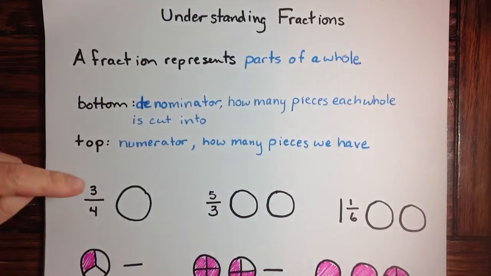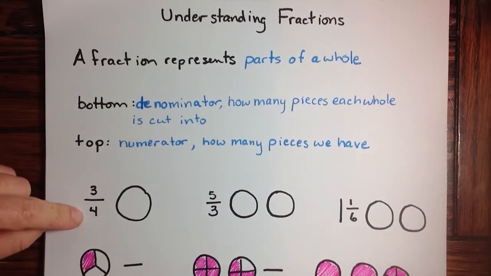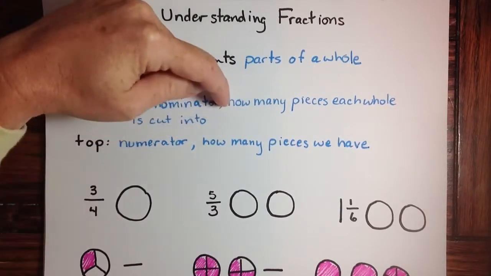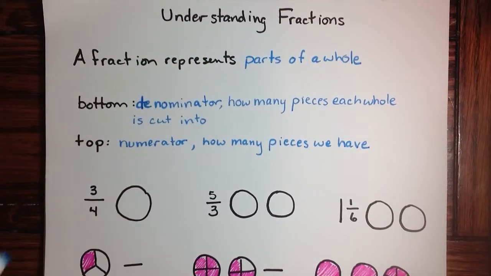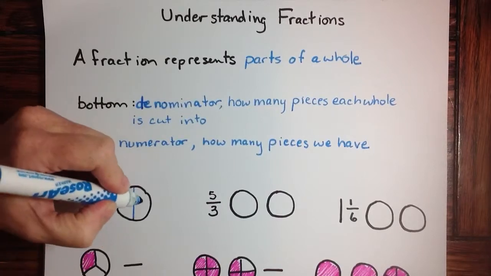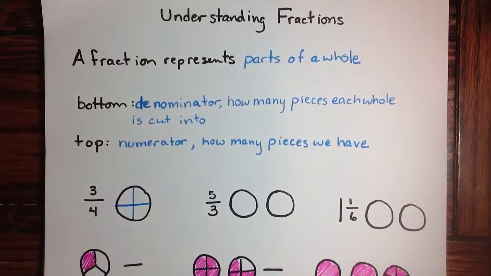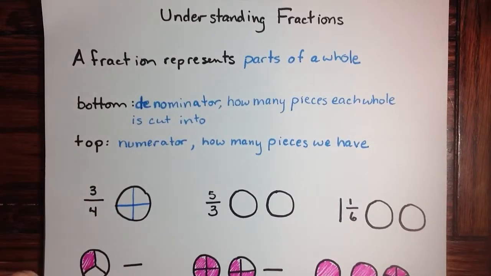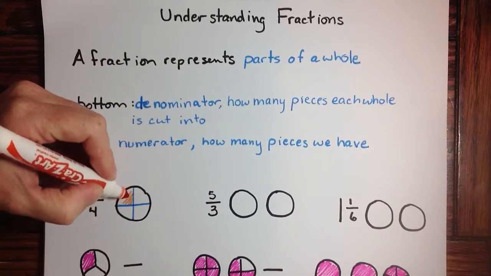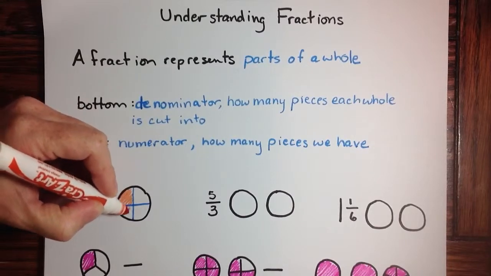So if we look at this first example of 3/4, in order to represent how much 3/4 would be, the denominator, the 4, tells us that our whole needs to be cut into 4 equal pieces. So I'm going to take this circle and cut it up into fourths. And then the numerator, the 3, tells us how many of those pieces we have. So to represent 3/4, I'm going to color 3 out of these 4 sections in.